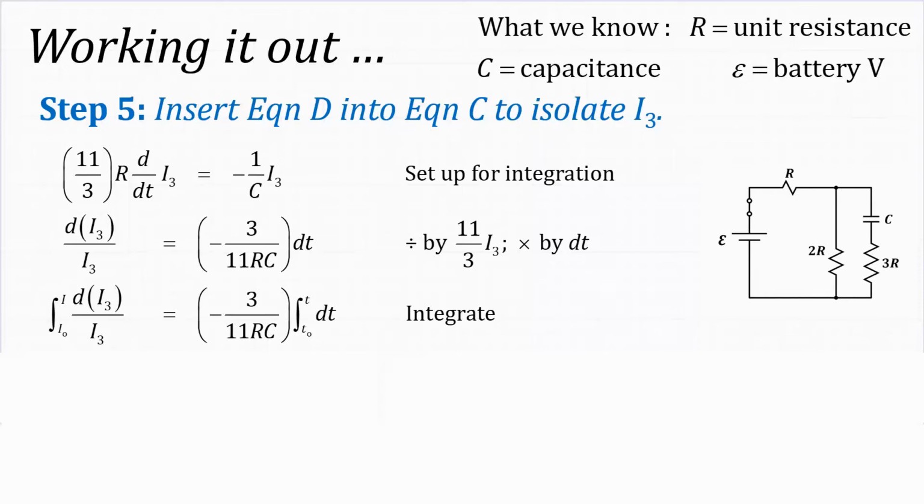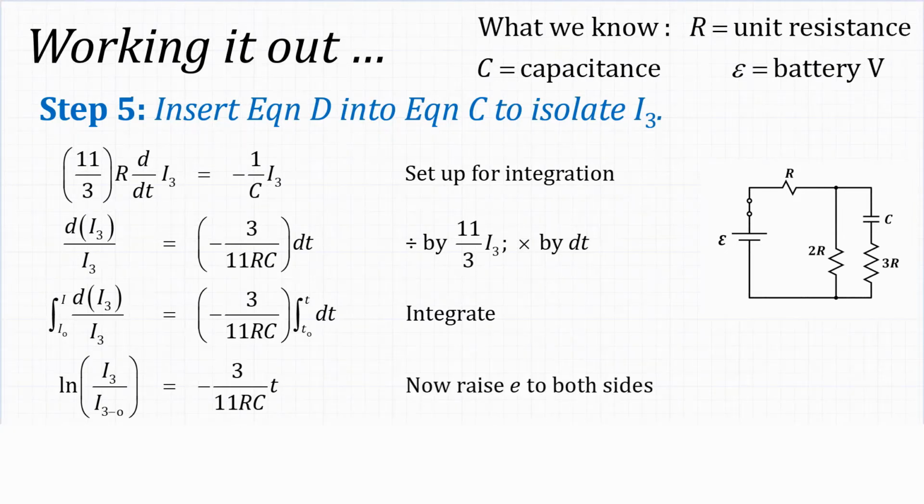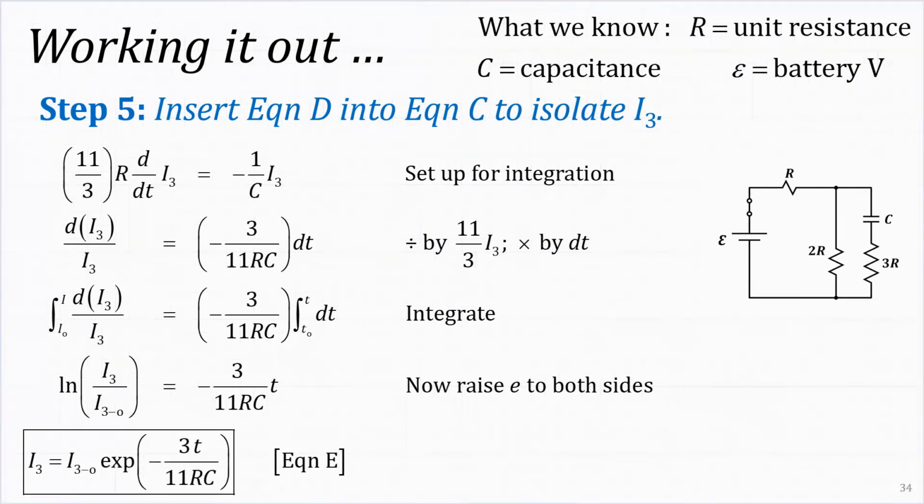So I'm going to integrate the left from initial to steady current and integrate the right from initial to steady time. And here it's been integrated. So now I only need to raise the exponential to the power of both sides to get rid of that natural log. And here's a nice expression for some current as a function of time and the initial current, which I'll call equation E. If I only knew what that initial current was, oh wait!